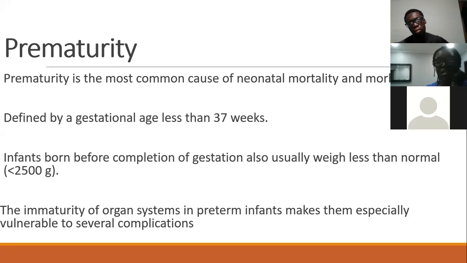Prematurity means a baby who is born before their time. And this is defined by delivery at a gestational age less than 37 weeks. So once the pregnancy gets to 37 weeks, that baby is not preterm technically.